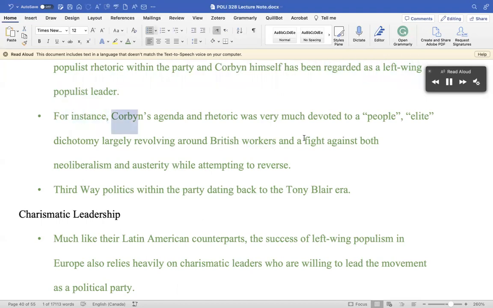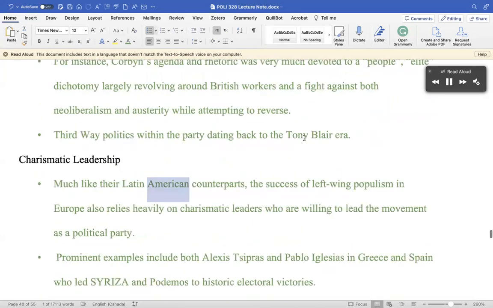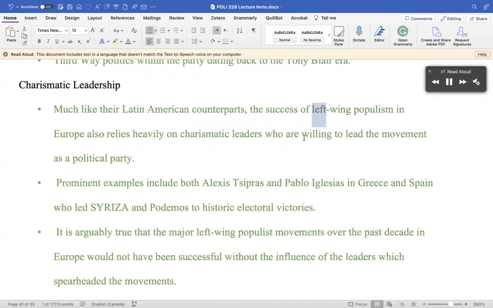For instance, Corbyn's agenda and rhetoric was very much devoted to a people-elite dichotomy largely revolving around British workers in a fight against both neoliberalism and austerity, while attempting to reverse third-way politics within the party dating back to the Tony Blair era.